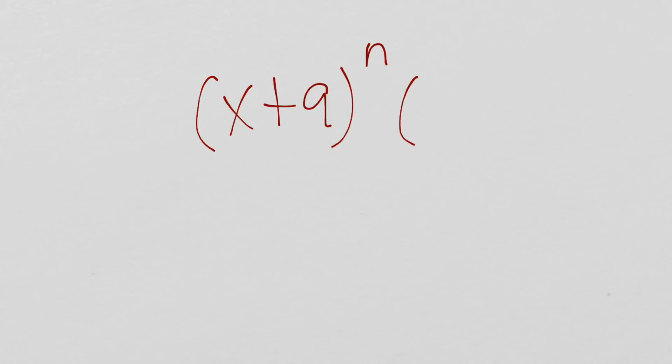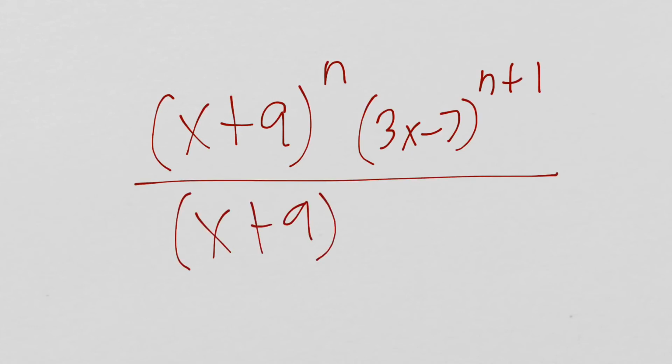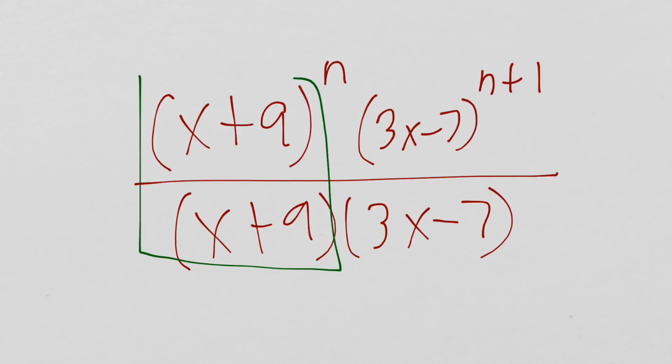So next I want to talk about variable exponents, which will come up in calculus a decent amount when you start looking at series. So let's say we have something like x plus 9 to the nth power, and then we'll say 3x minus 7, and we're going to put this to the n plus first power. And then if we divide that by x plus 9 times 3x minus 7, okay, well, you see we have our matching bases, our x plus 9 bases, and our 3x minus 7 bases, okay?